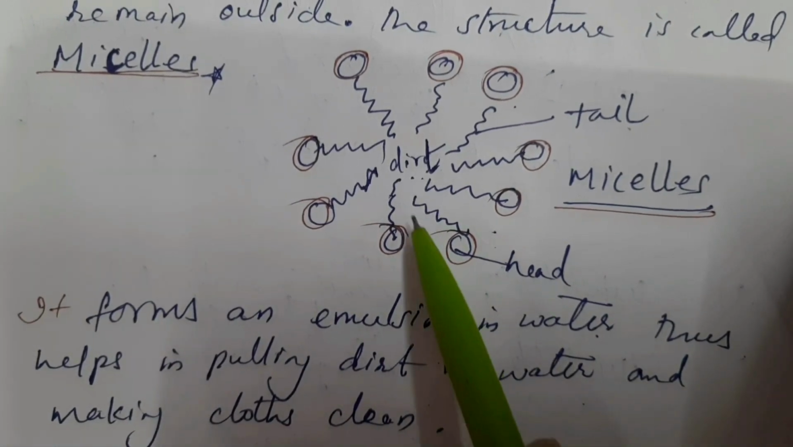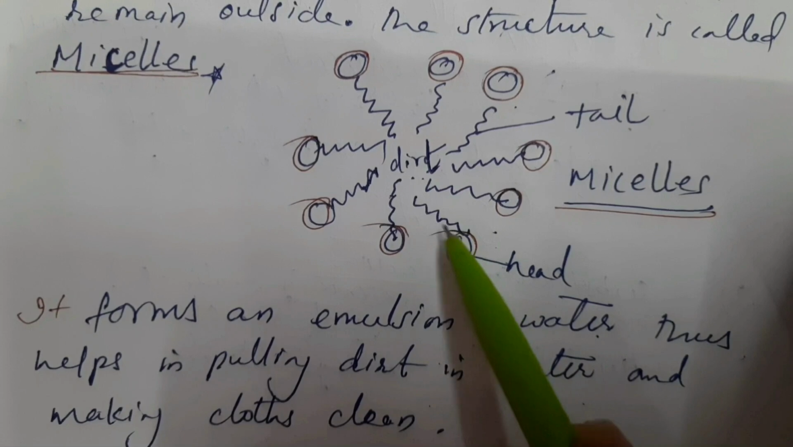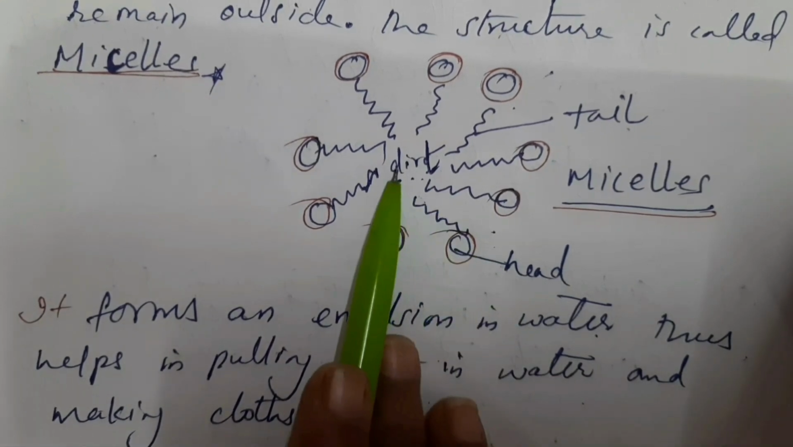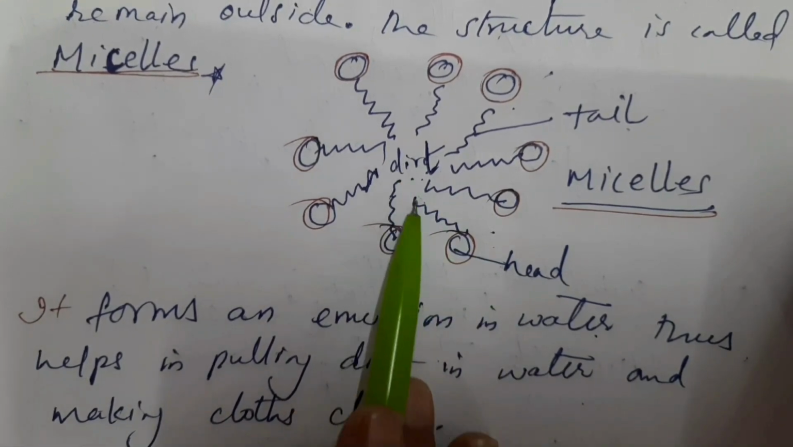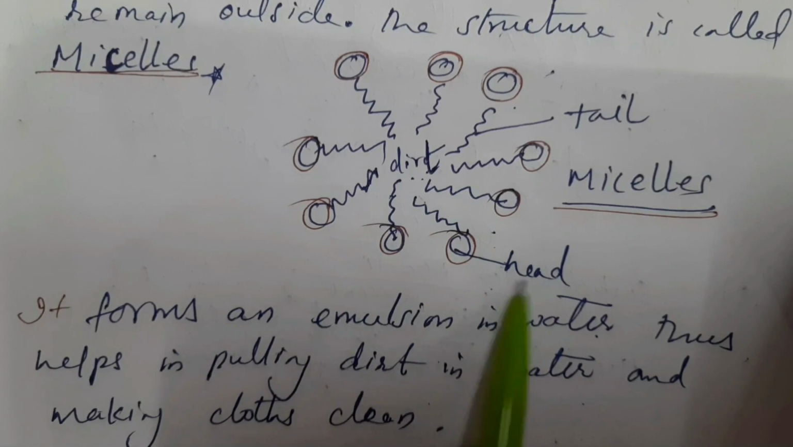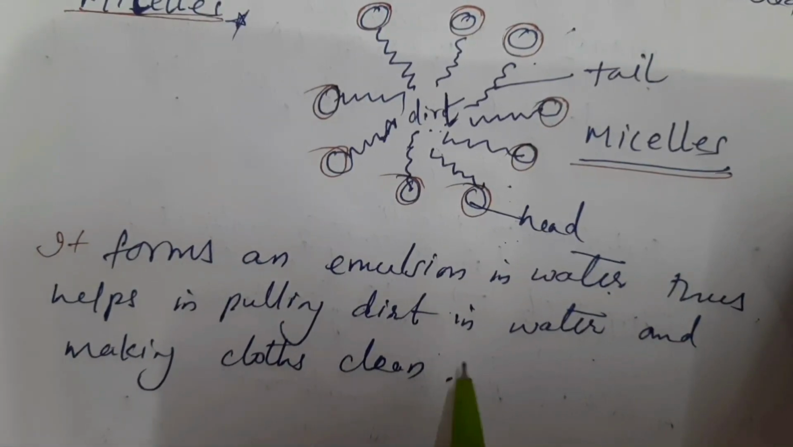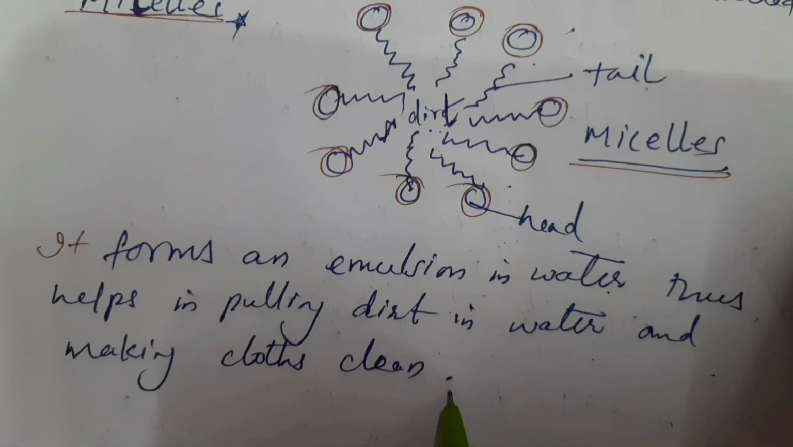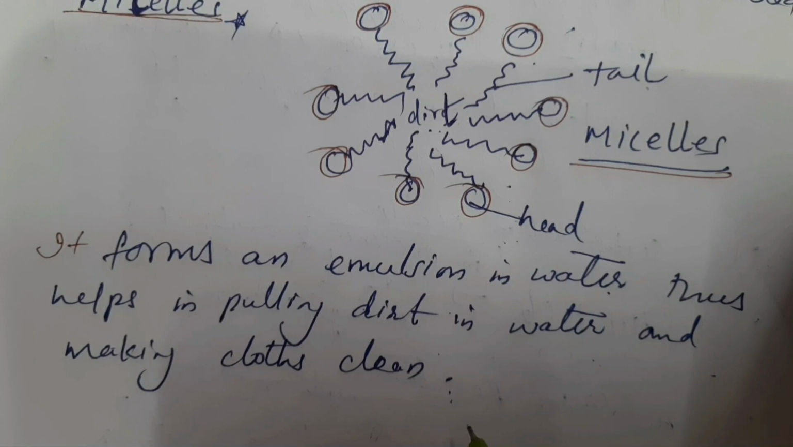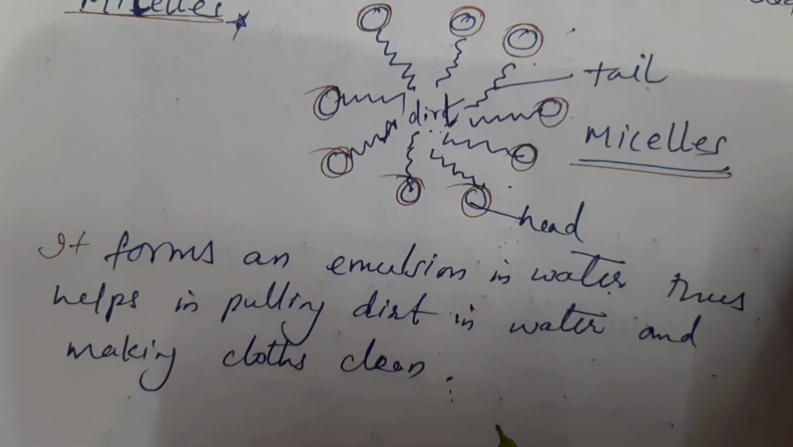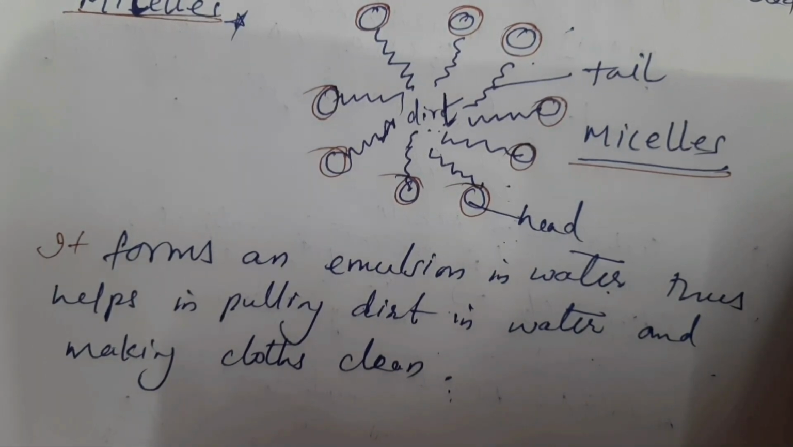So when we agitate clothes, dirt will be pulled along with the tail, as the tail is attached to the dirt. So the dirt will get pulled and then the water will become dirty and the cloth will become clean. Thus it helps in pulling dirt into water and making the clothes clean. So this is the cleansing action of soap and detergent. For this question, they can ask how soaps and detergents act, or the cleansing action of soap and detergent. So hope everyone understood this chapter.